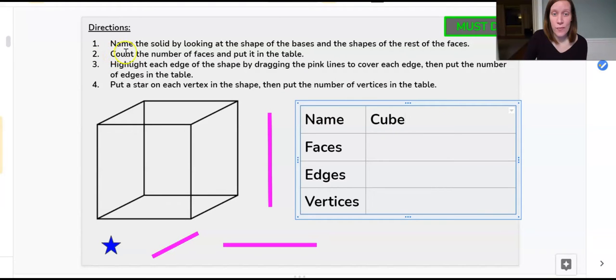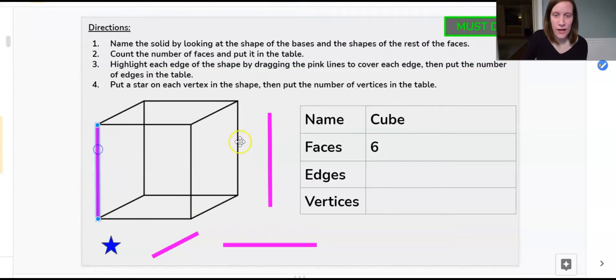Then it says count the number of faces and put it in the table. So I could do the formula that I showed you in the video where I say, well, a square has 4 sides, so I would need 4 squares connecting 2 squares. So there are 6. You can also look at the picture and count: 6 faces. Then it says highlight each edge of the shape by dragging the pink lines to cover each edge and then put the number of edges in the table. Here's what that looks like.